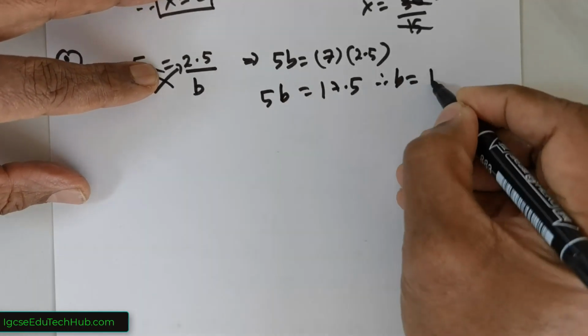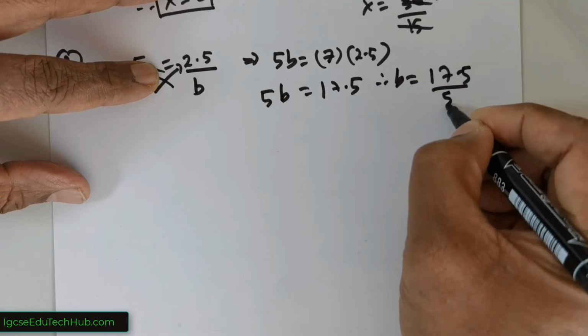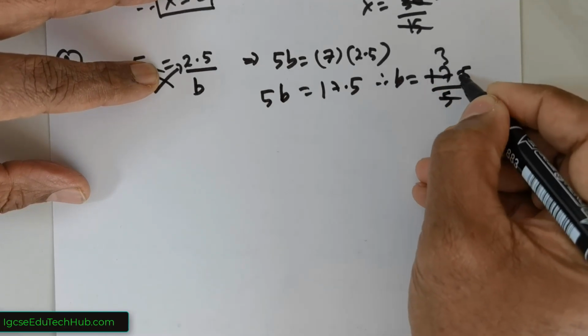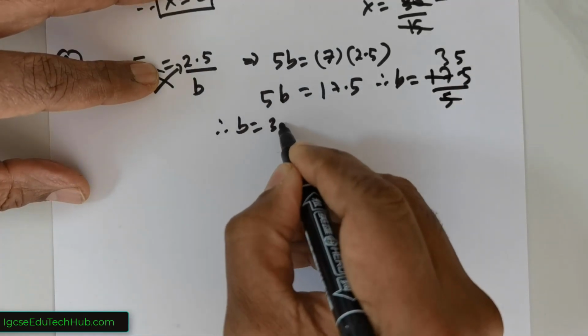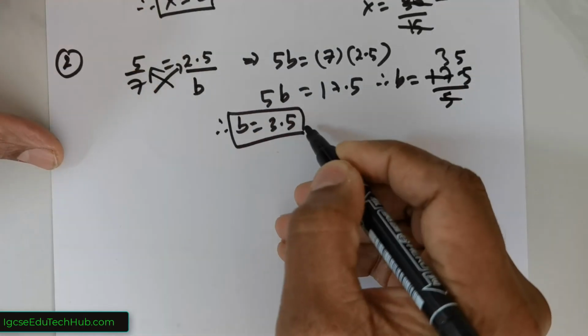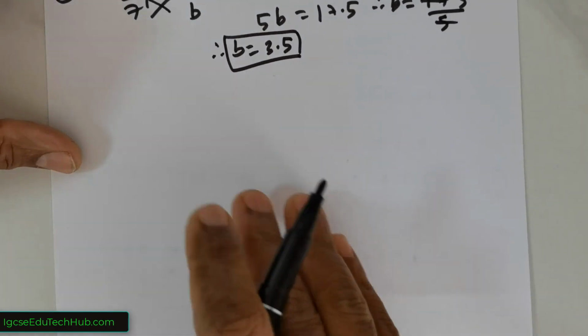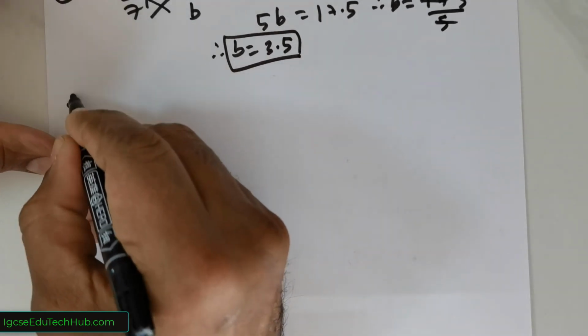So therefore b is equal to 17.5 divided by 5. 5 divides here 3 times and then a 2 is carried over and you get a 5 there. So therefore the value of b is 3.5. So that's the solution to this question. Now you got question number 3.